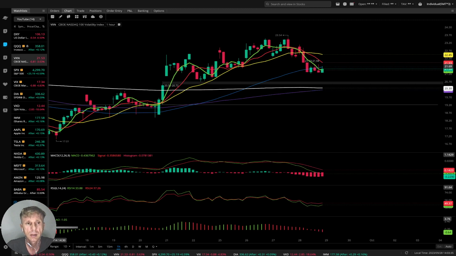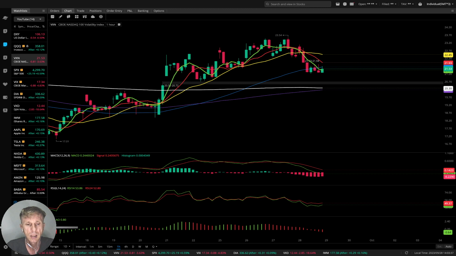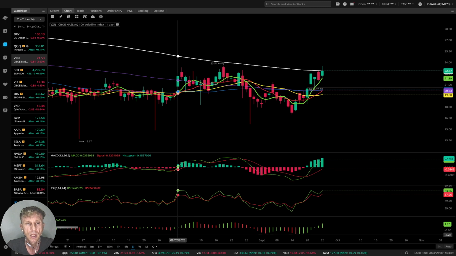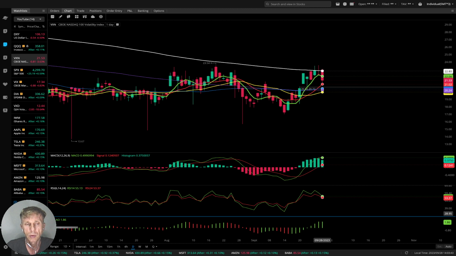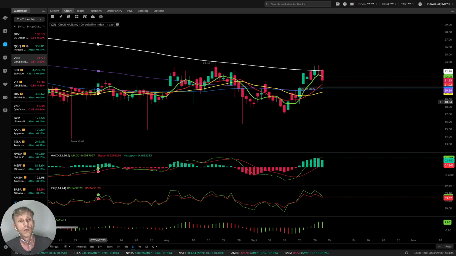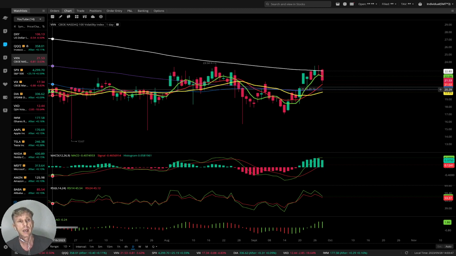VXN, the volatility index for NASDAQ, minus 3.5%. Red bar, still bullish trend on daily time frame. So VXN, it is negative for Qs.